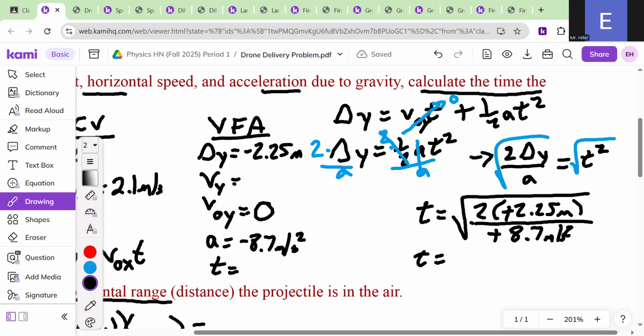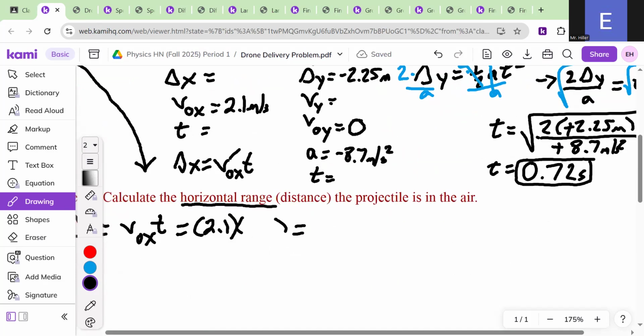I'll calculate mine. So 2 times 2.25 divided by 8.7, square root. Okay, I'm looking at about 0.72 seconds that it takes to fall. I'll plug that over here. And 0.72 times 2.1 would give me a drone distance of about 1.51 meters.